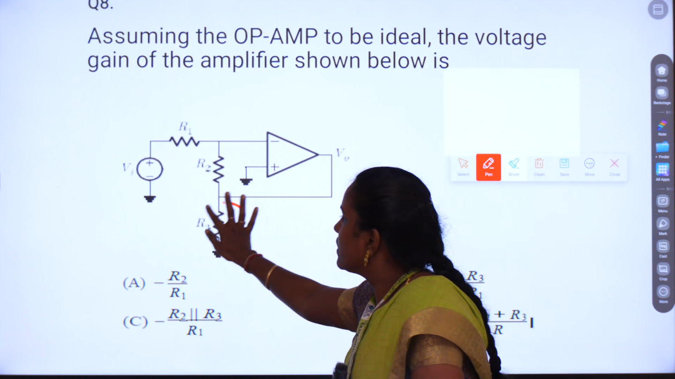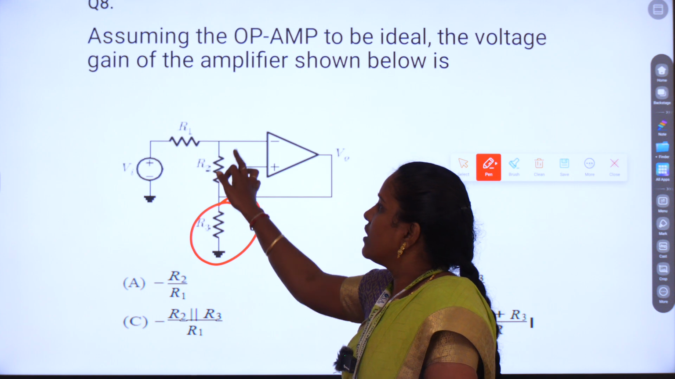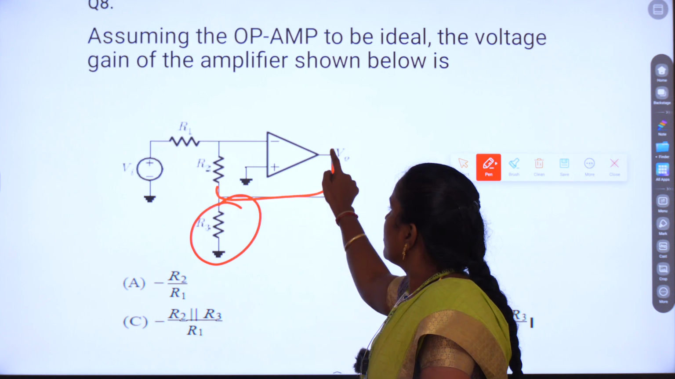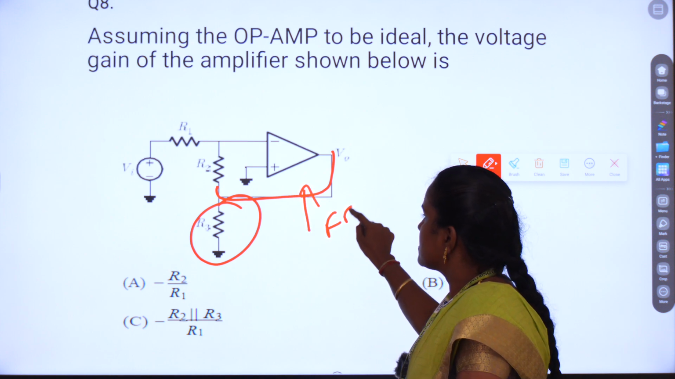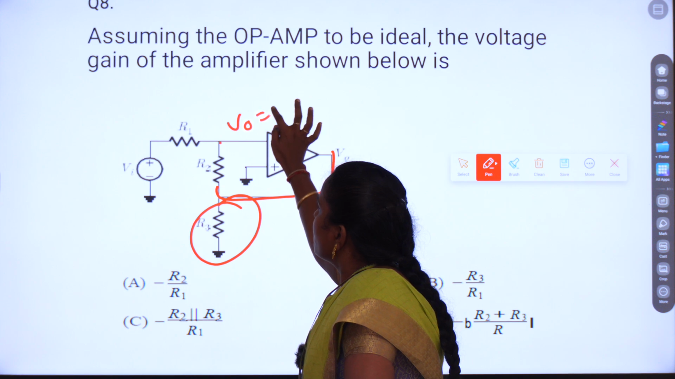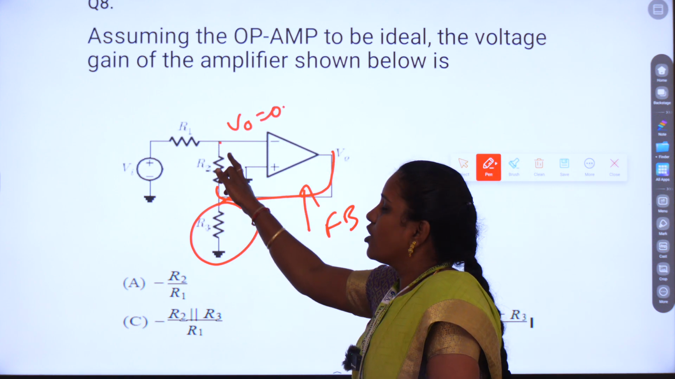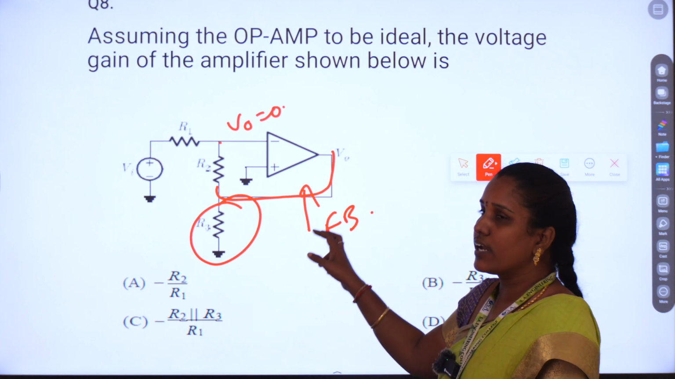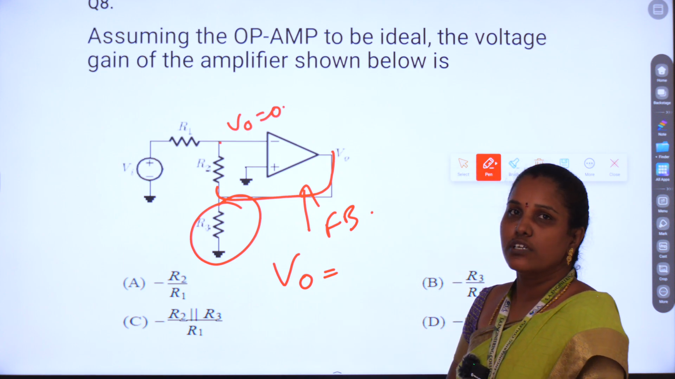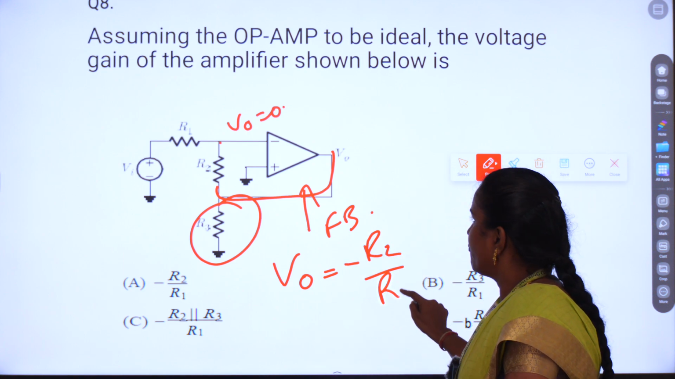Additionally, they give us the R3 value. So here R1 and R2. Actually R2 is connected in the feedback, so this is the feedback resistor. In the ideal case, the node voltage is equal to 0. Now the current flowing through R1 and R2 is the same. We want to calculate it. Therefore, V0 is equal to minus R2 divided by R1.